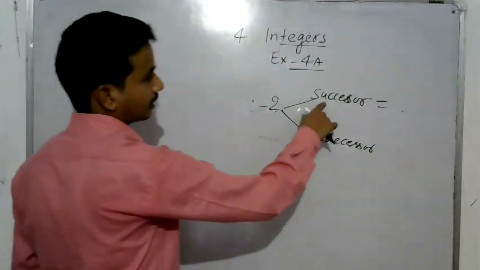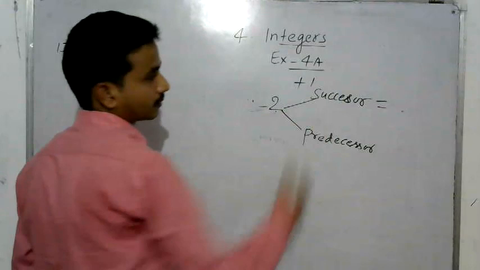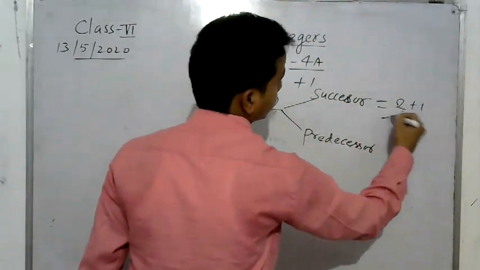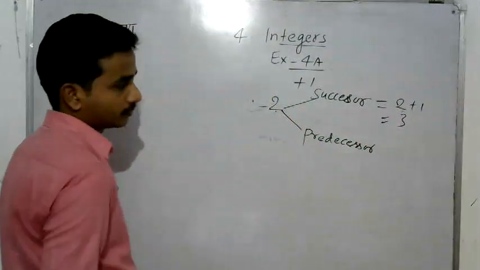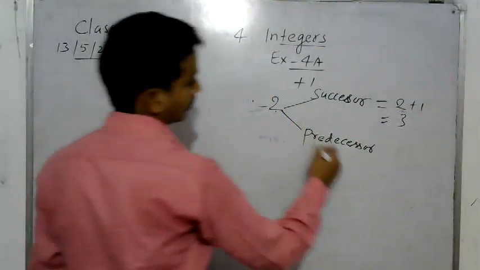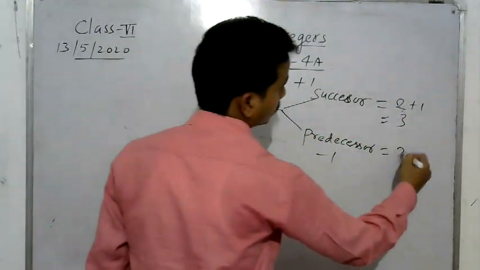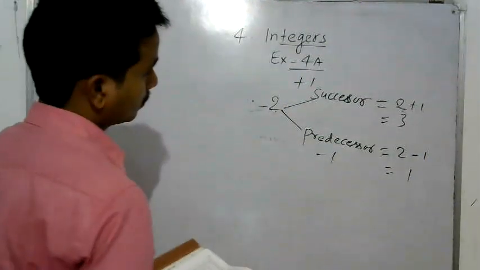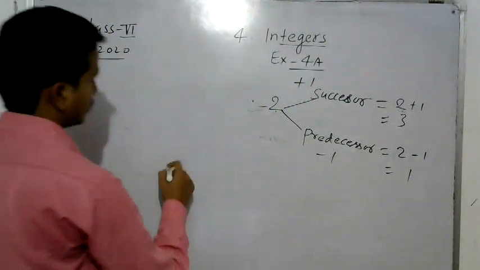So if you want to find the successor, then add plus 1. So what is 2 plus 1? 2 plus 1 equals 3. If you have to find the predecessor, subtract 1. So what is 2 minus 1? Equals 1. Okay. In this way you have to find the predecessor.